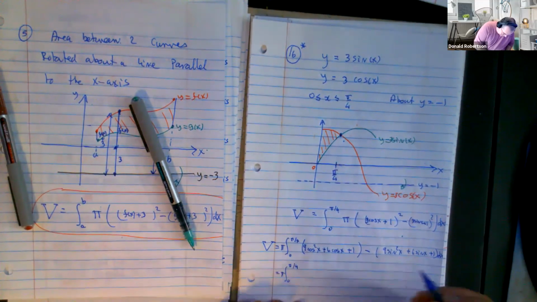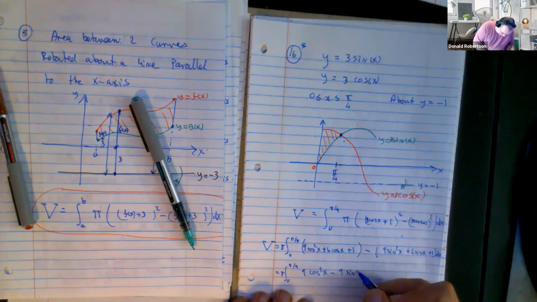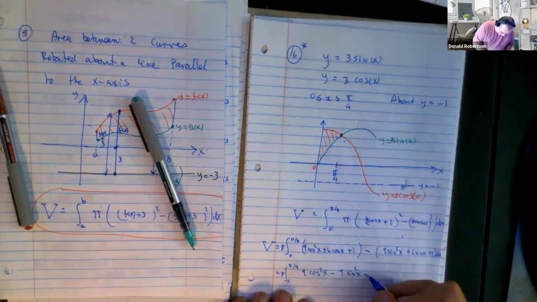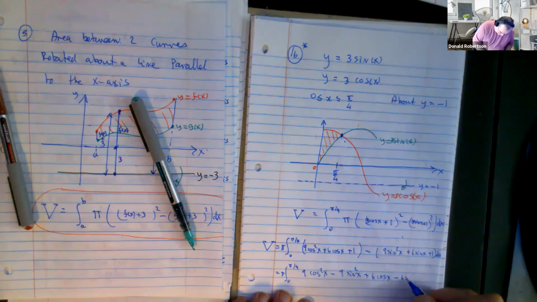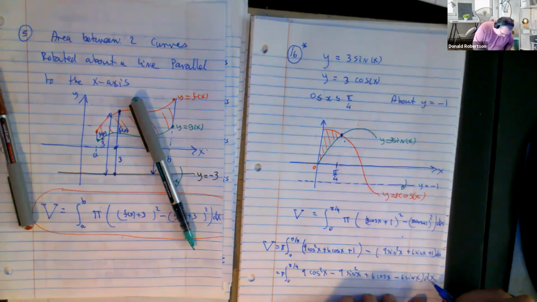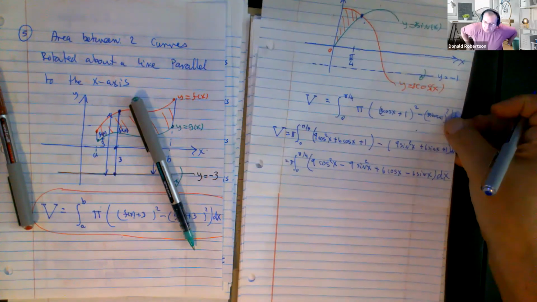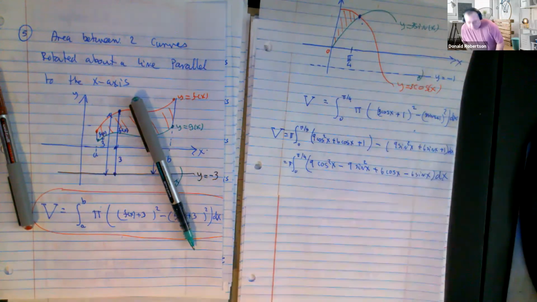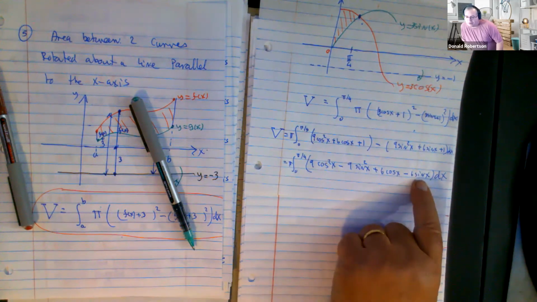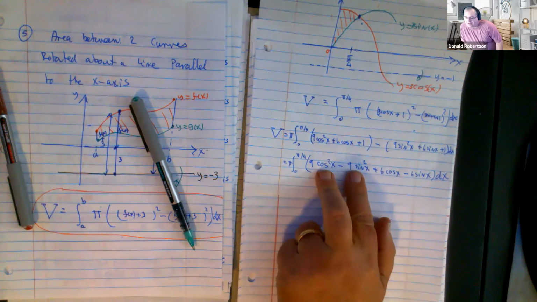And you get 9 cos squared x's, take away 9 sine squared x's, plus 6 cosine x's, take away 6 sine x's, and the ones cancel each other out. Well, that's pretty messy already, but that isn't even half the problem. I know how to integrate that guy. That guy is a problem.